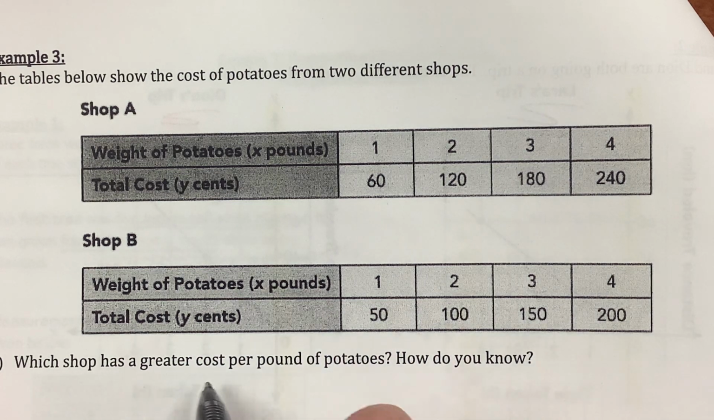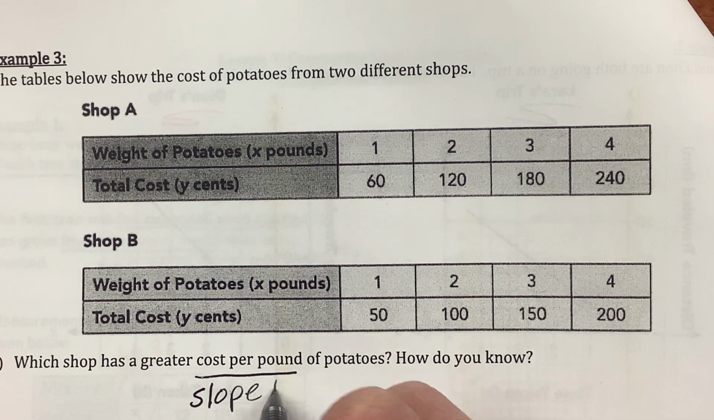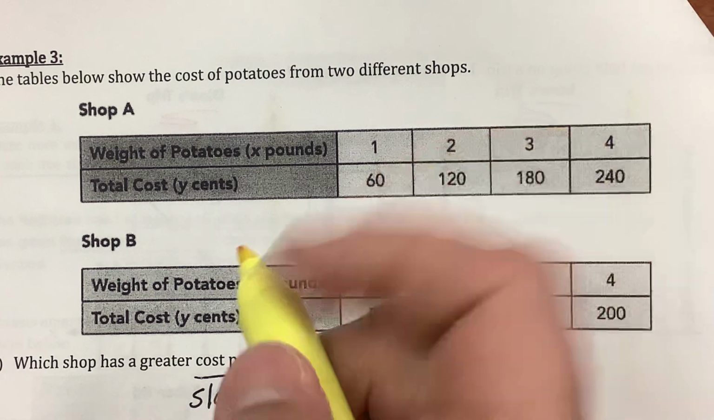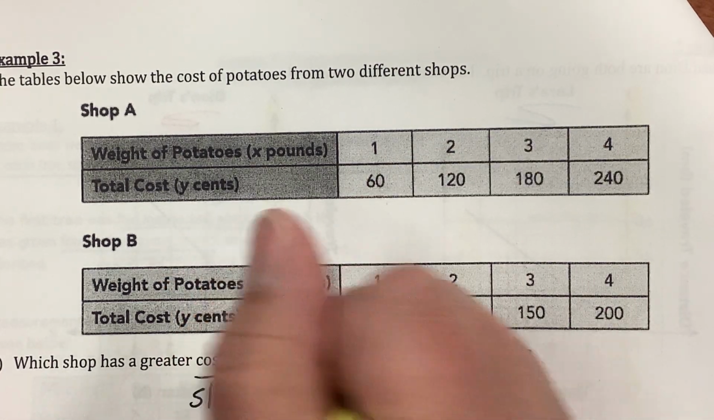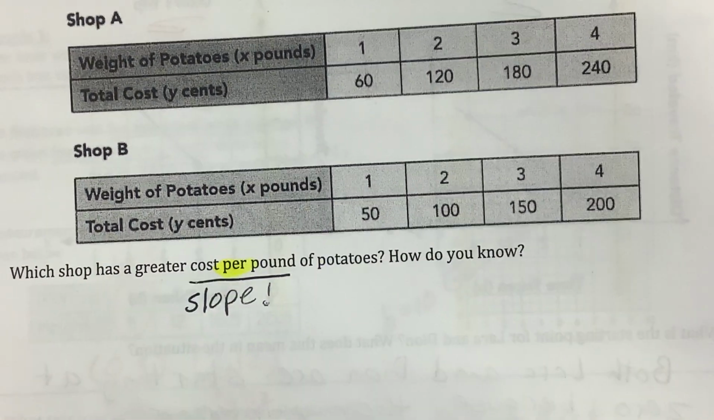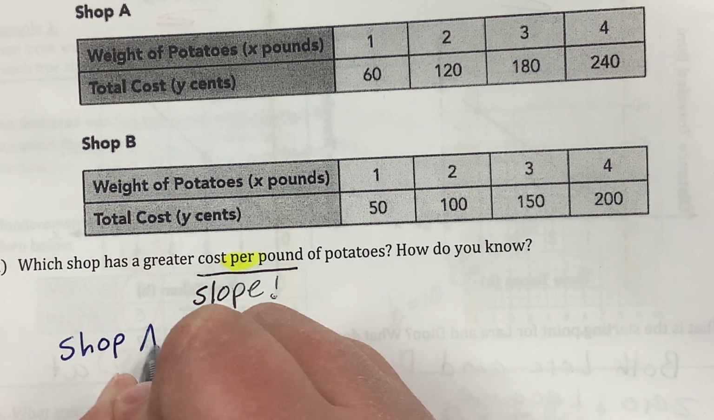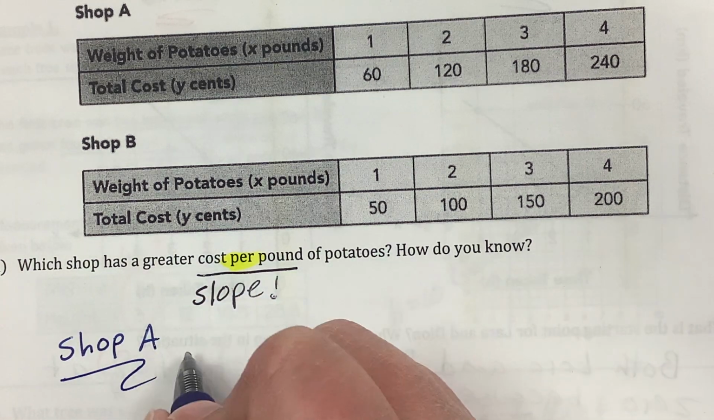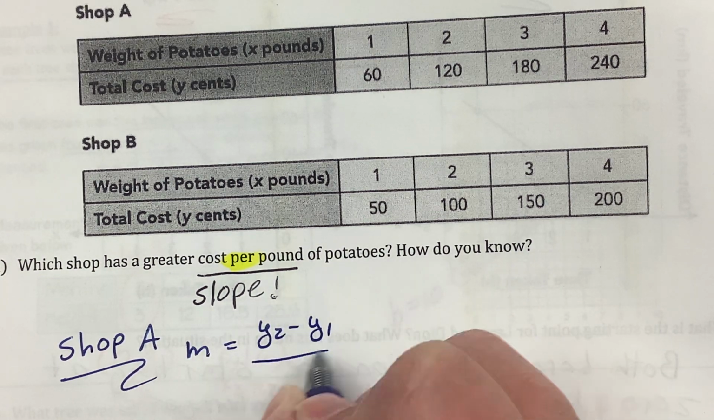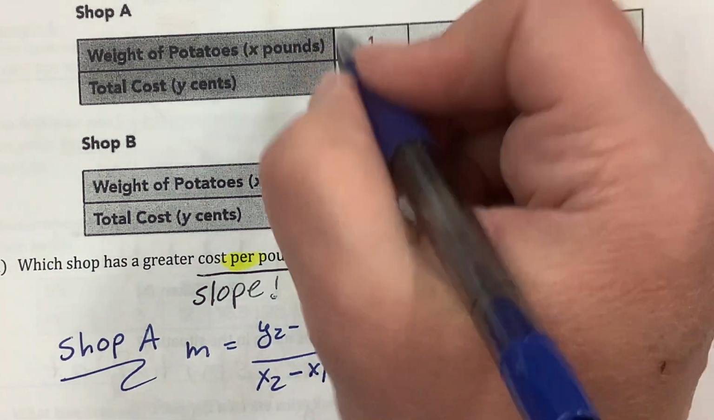Cost per pound is slope. How do I know? It has this word per in it. That word per tells me it's going to be a slope. So let's do shop A, shall we? Shop A, I have to do y2 minus y1 over x2 minus x1, right? So what is shop A?